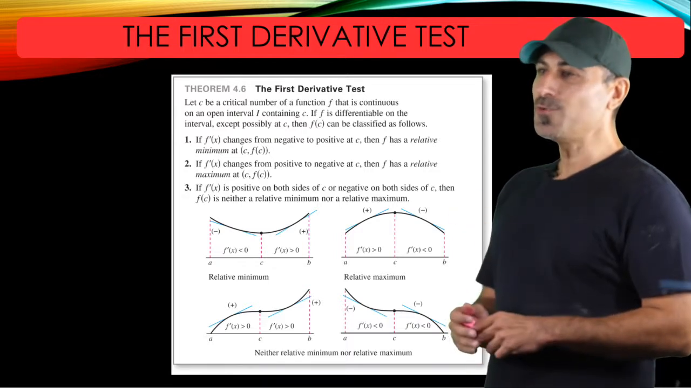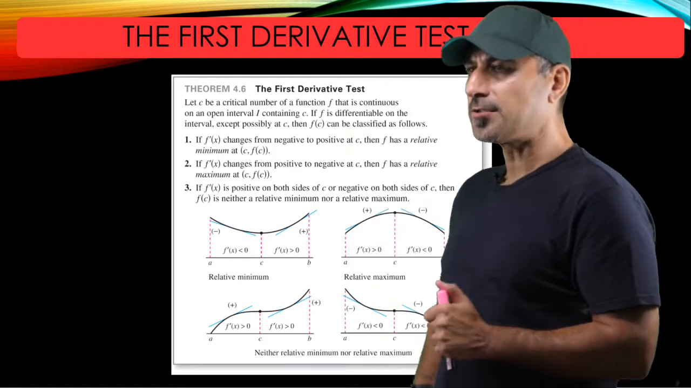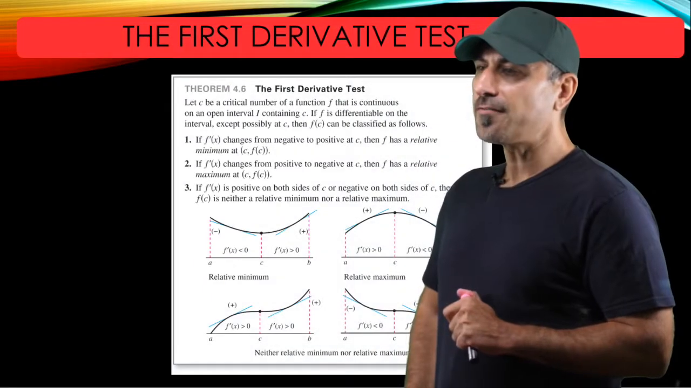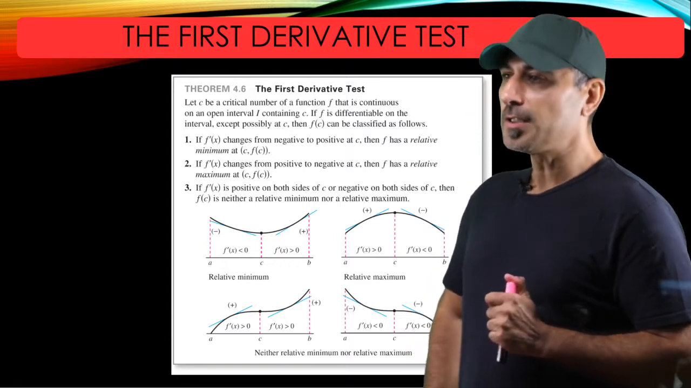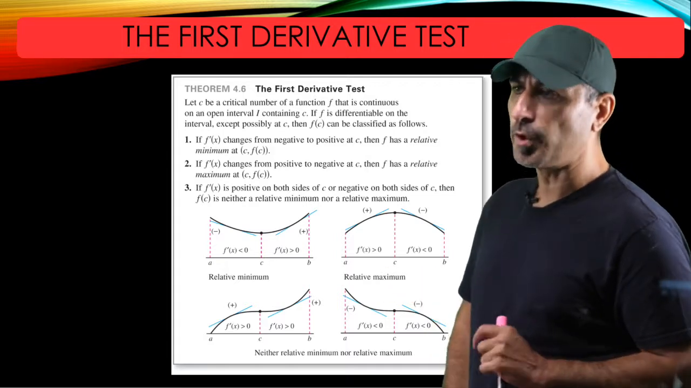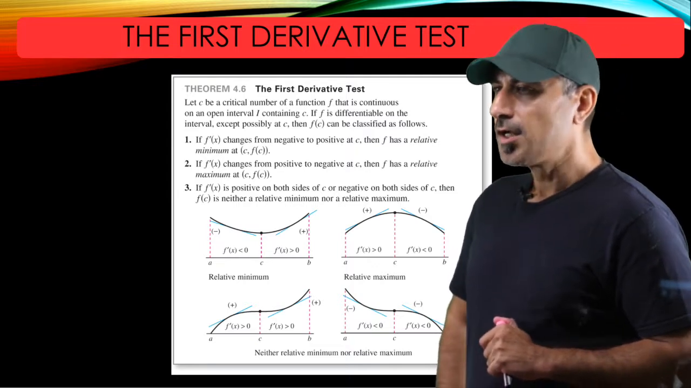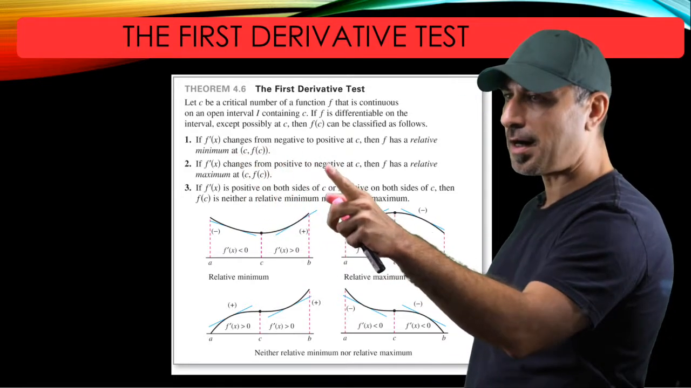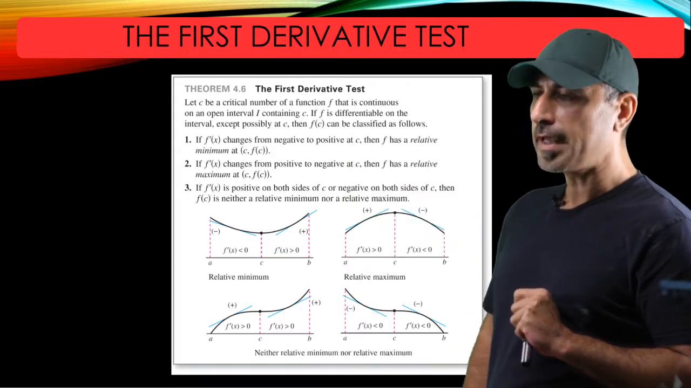And I just want to remind you what the first derivative test is. So let's try to read the statement here. Let's say we have a critical number c, and the function f is continuous on an open interval containing c, and as well differentiable on the same interval, but not necessarily at the critical point. Then you can classify f of c in three different categories. The first one is that if f prime changes from negative to positive at the critical point, then f should have a relative minimum at c, f of c.